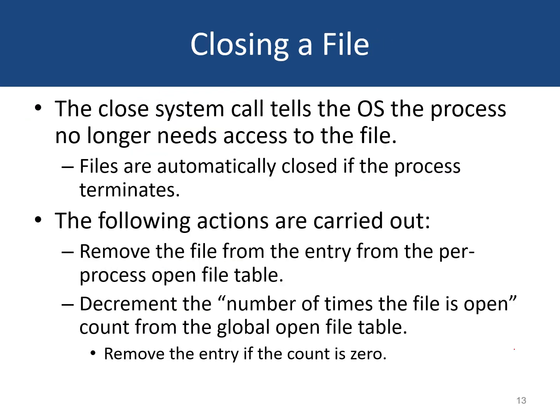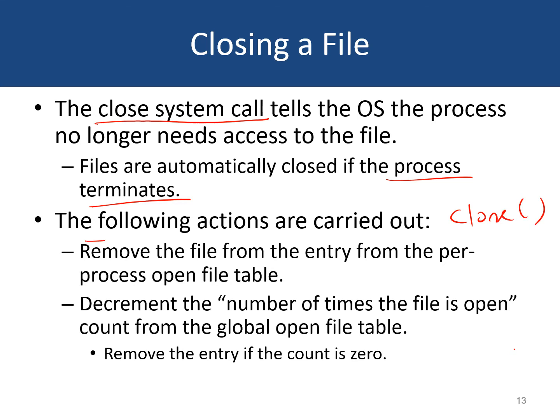And finally, the close system call can be used to tell the operating system that the process no longer needs a given file, and so we can close the file. Note that the files are automatically closed if the process terminates. So all the files that this process had open would be closed on behalf of this process. For now, let's assume that we are using a close system call for closing a file.